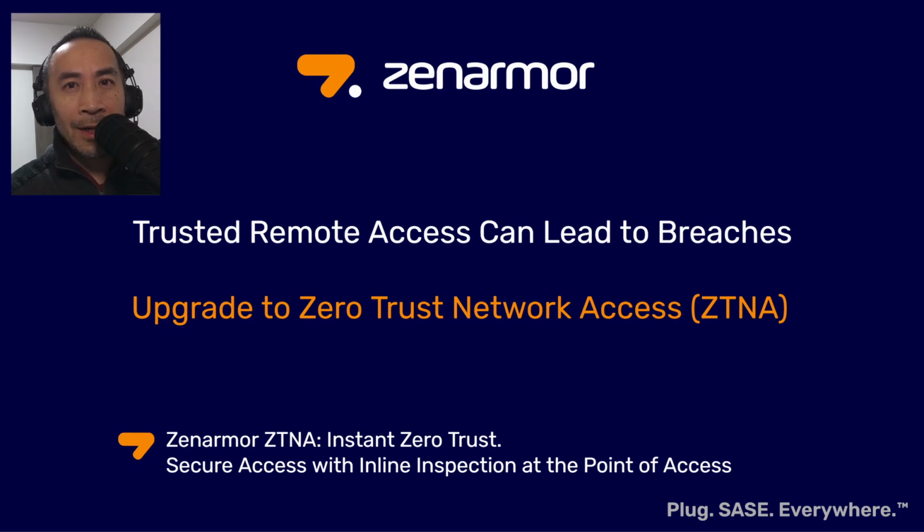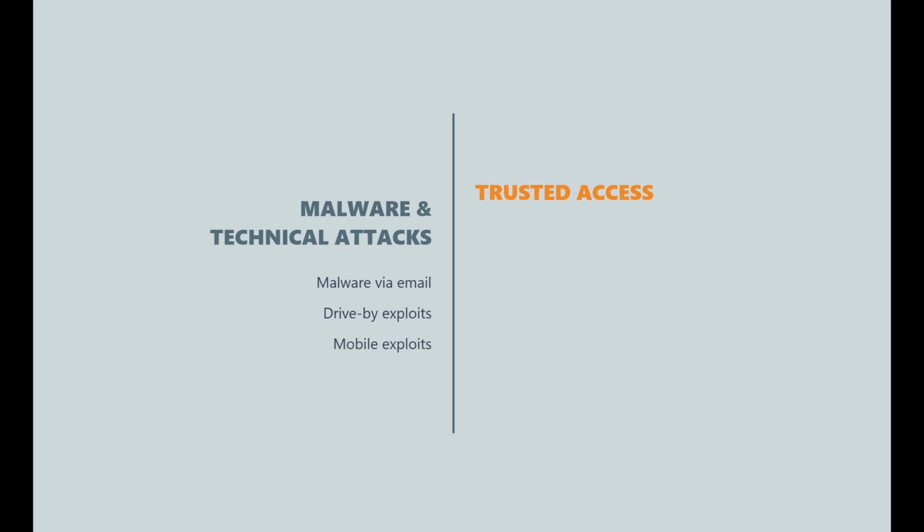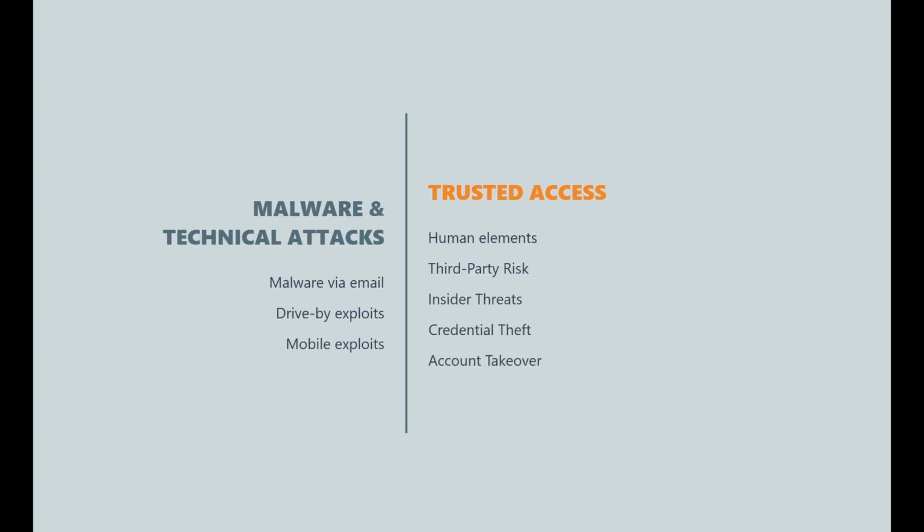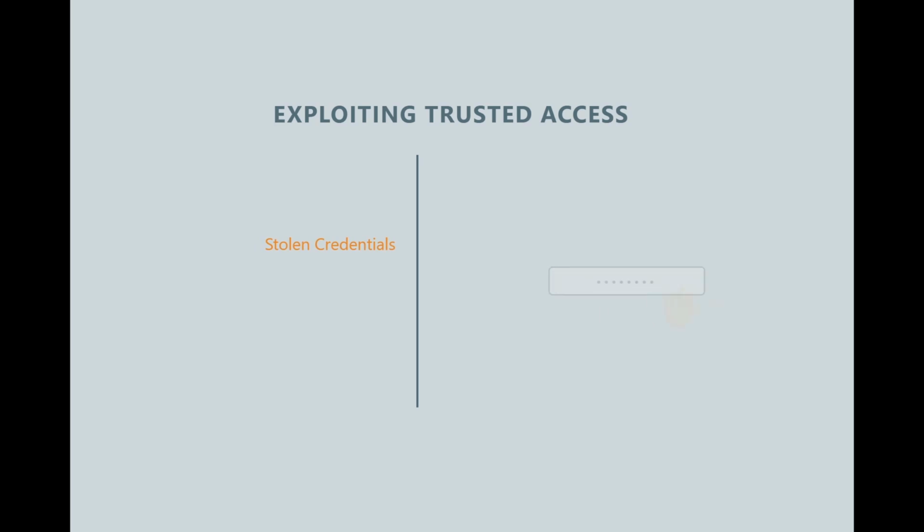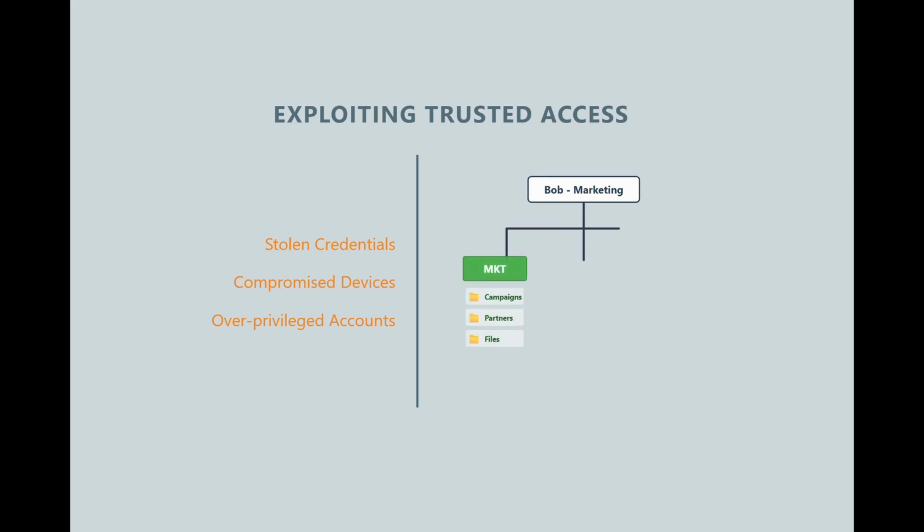Today we're going to talk about a leading cause of breaches, trusted remote access. Did you know most modern breaches don't start with malware anymore? They start with trusted remote access. Attackers don't break in, they log in, using stolen credentials, compromised devices, overprivileged accounts. And traditional remote access makes it easy.